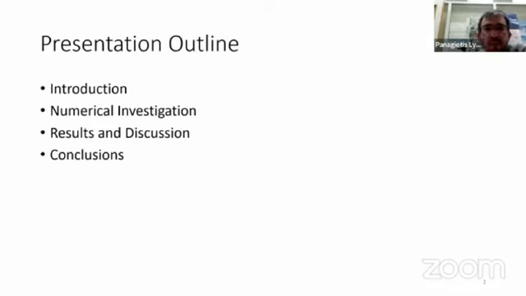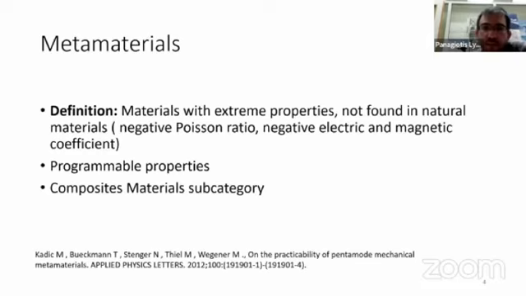In this presentation, we are going to see a brief introduction to metamaterials, the numerical investigation, the results, and we're going to discuss them, and finally the conclusion. So, what are metamaterials? Metamaterials are materials with extreme properties not found in natural materials, like the negative Poisson ratio, and negative electric and magnetic coefficients. They can have programmable properties, and they are a subcategory of the composite materials.